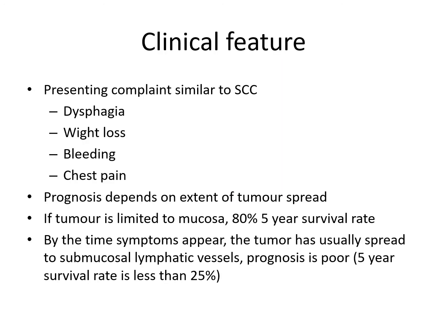The clinical features of adenocarcinoma of the esophagus are similar to squamous cell carcinoma. The patients will present with dysphagia, weight loss, bleeding, and chest pain. And the prognosis depends on the extent of the tumor. If the tumor is limited to the mucosa, there's an 80% 5-year survival rate, almost similar to the squamous cell carcinoma. By the time the symptoms appear, the tumor usually has spread to the lymphatic vessels, so the prognosis is poor, around 25% 5-year survival rate.